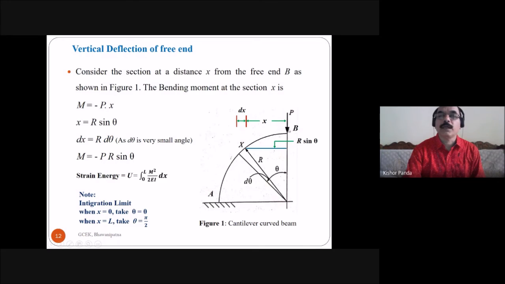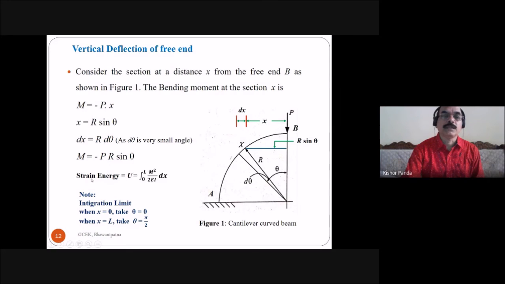due to the vertical load acting at B. So what is the moment at the section? This is the vertical load present at B, and this is the perpendicular distance. Moment at section X is equal to minus P into x, but you know x is equal to R sin theta, and dx is equal to R into d theta, as d theta is a very small angle. Then you put x is equal to R sin theta. Here M is equal to minus PR into sin theta.